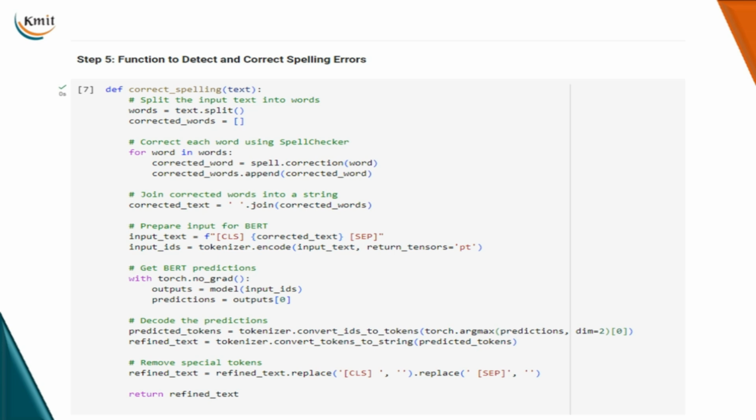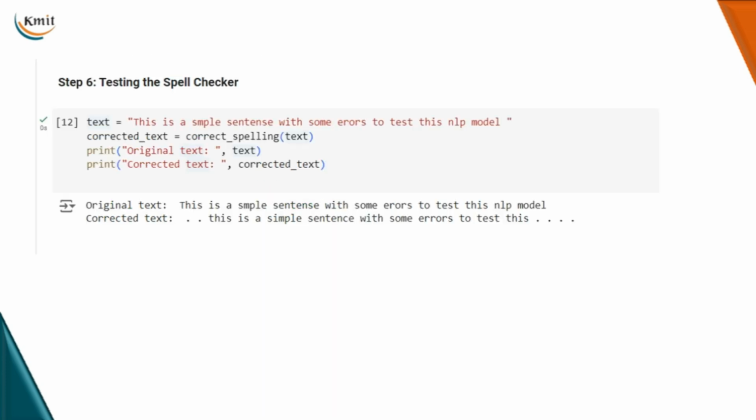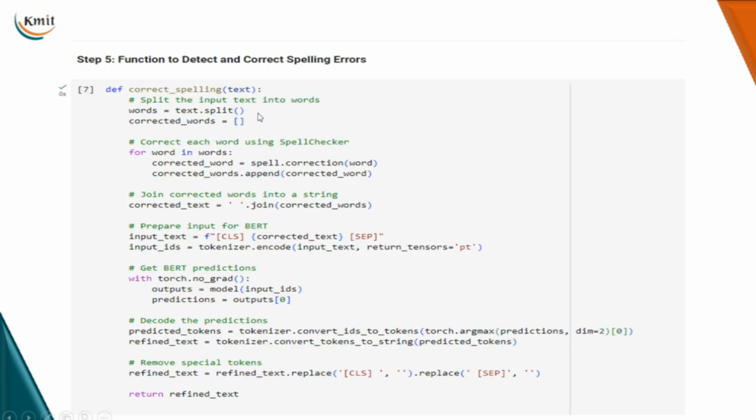I accept a text string, text, as input, and then I split the input text into individual words, as you can see using the text.split function. And then I initialize an empty list to store the corrected words, and then I correct each word using the spell checker. I have taken a loop which will iterate through each word in the input text, and then I have used the spell.correction module, which uses the spell checker to correct each word, and then I append the corrected words here.